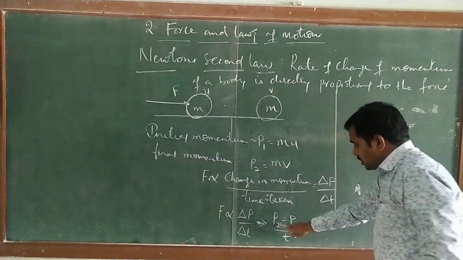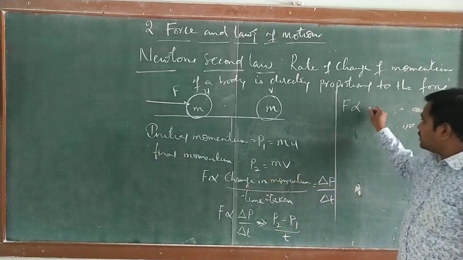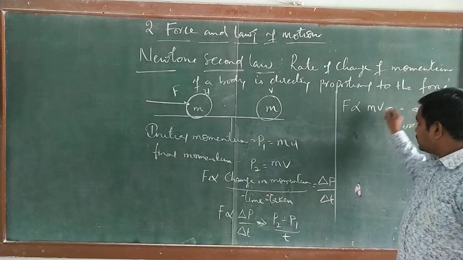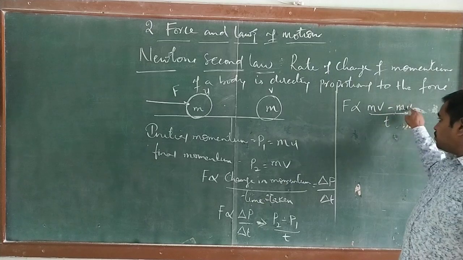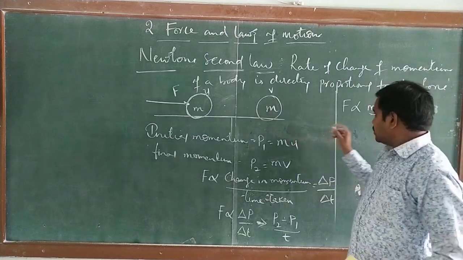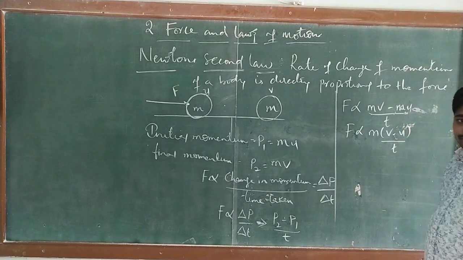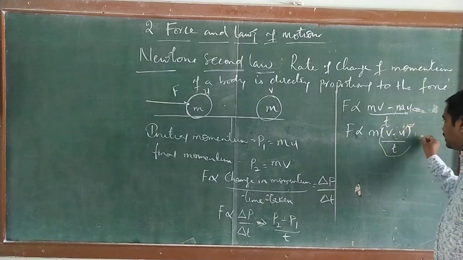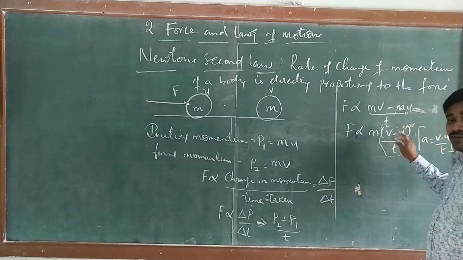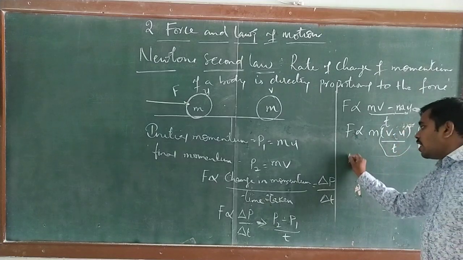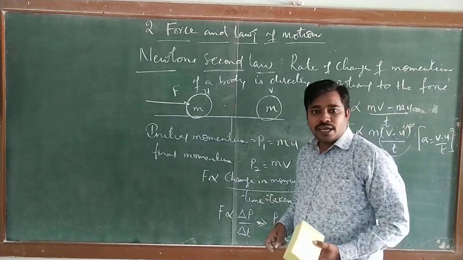What is P2? P2 is mv. What is P1? mu. By time taken t. So in this, which is common? Mass is common. Mass does not change. So F is proportional to m(v minus u) by t. You already know the symbol for (v minus u) by t: a is equal to (v minus u) by t. So can I replace (v minus u) by t with a? So F is proportional to ma. Force is directly proportional to m into a.